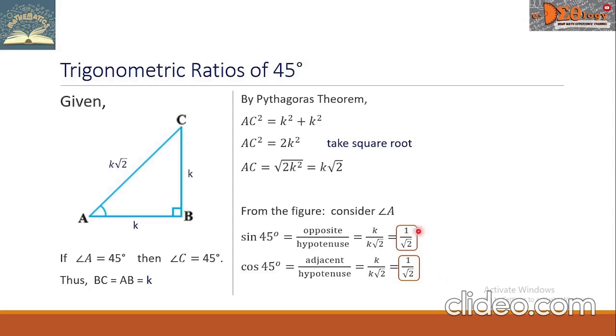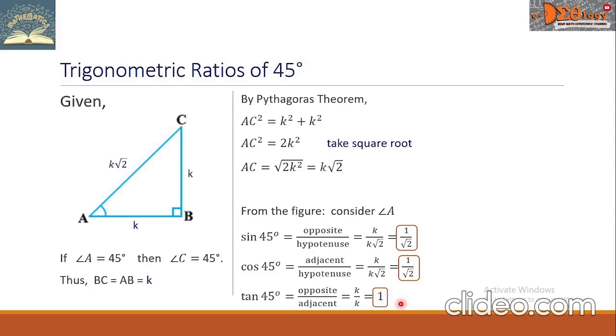What about the tangent of A? Or we say tangent 45 degrees. Tangent is opposite over adjacent. From the figure here, we can write K over K, which is simplified into 1. This is the tangent 45 degrees.